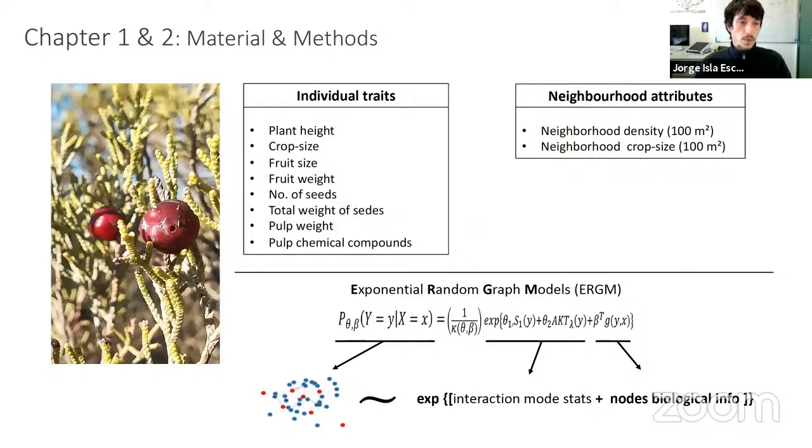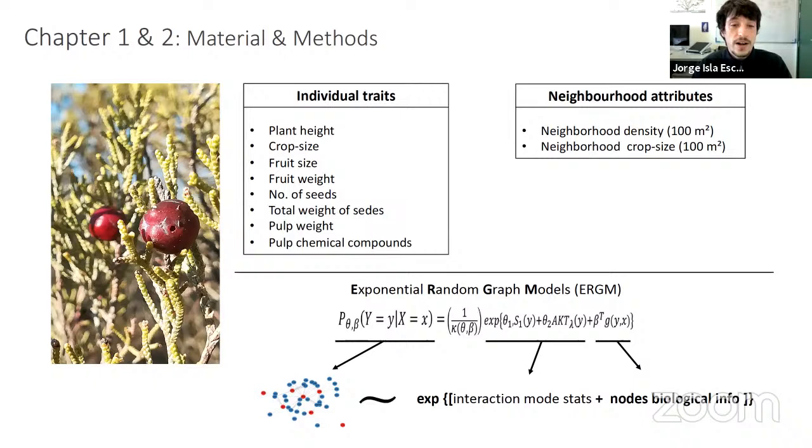Well, I'm going to start with the description of the chapters, but before explaining chapters one and two, this slide represents the two points that these homologous chapters have in common. The first of these is a database of different traits of the plants that we are going to use to test if the different plant traits can explain the network structures. For example, some traits of the plant, like the height or the crop size, or traits about the cones, like the fruit weight or the number of seeds, and other traits of the cones, like the chemical compounds of the pulps. And these types of traits could determine the different animal preferences to interact at the individual level.